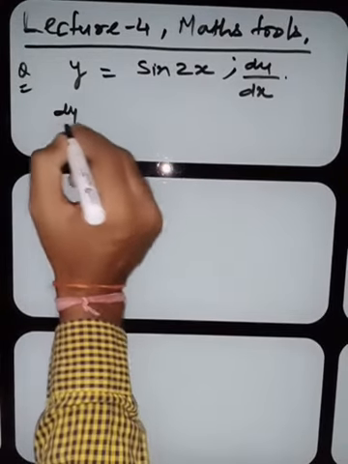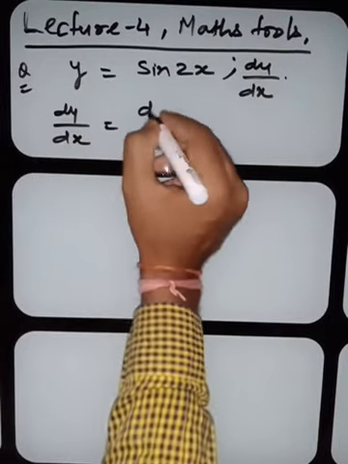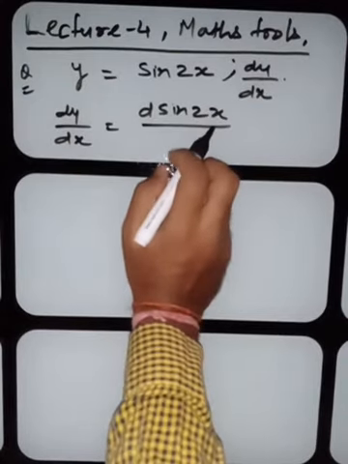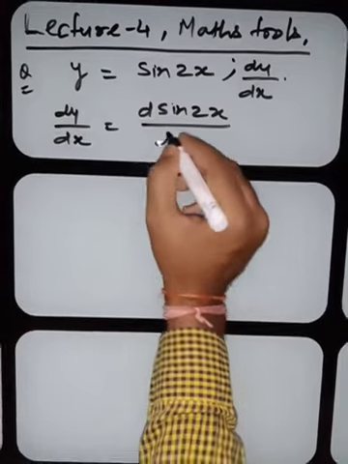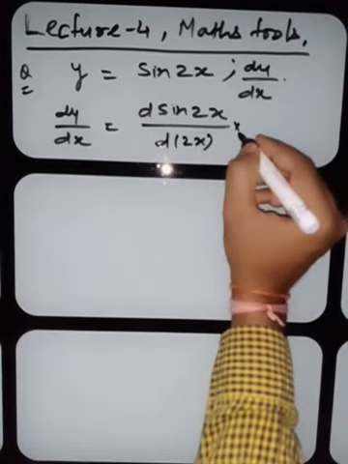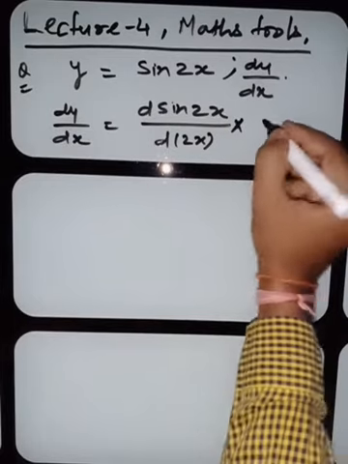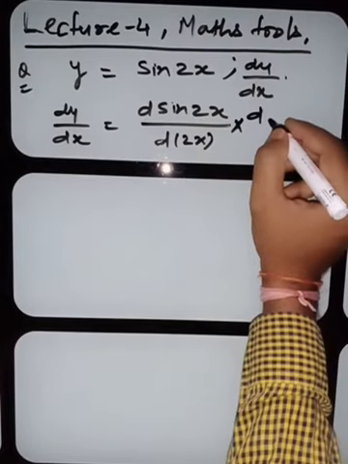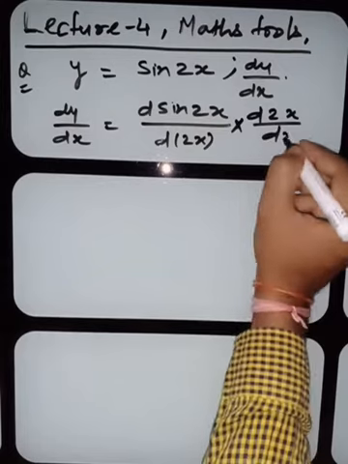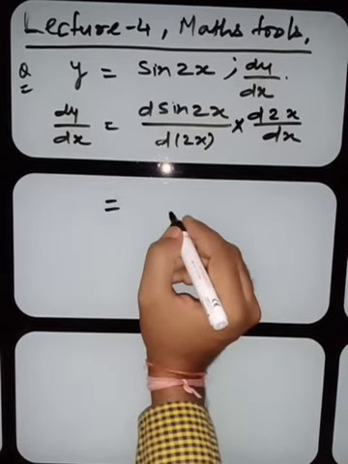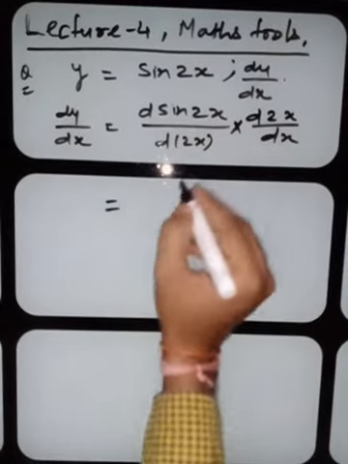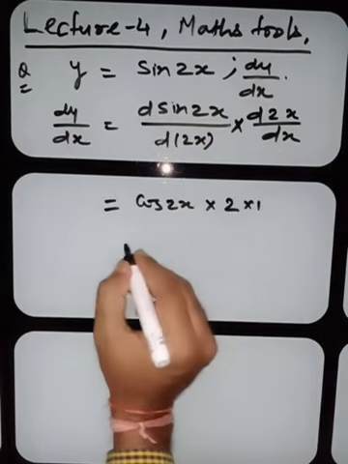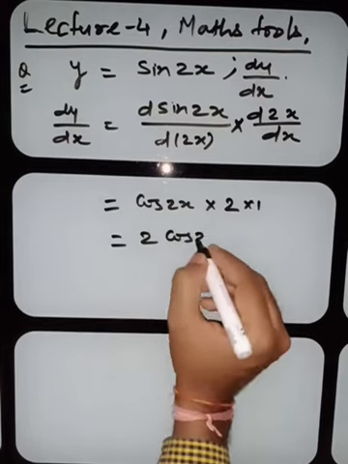dy by dx we can write as d sine 2x, and we know that we cannot differentiate this sine 2x directly with respect to x, so using the chain rule we'll keep this 2x below, so that we have the differentiation of this one. Now according to the chain rule we have to take this as numerator, so d 2x over dx. Now I hope, my dear students, you can see the answer. Yes, the derivative of sine 2x will be cos 2x times 2 will be out and dx by dx will be 1, so we have the answer 2 cos 2x.